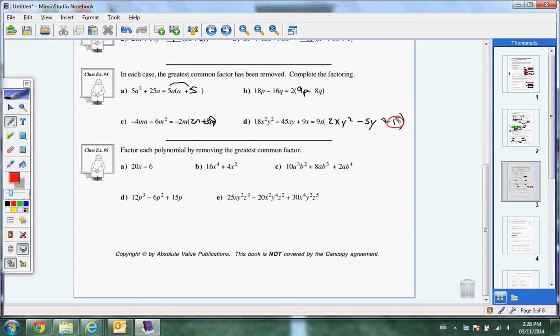Okay, all right, Chris, factor each polynomial by removing the greatest common factor. What's the greatest common factor for A? 2. Okay, good. So 2 comes out. It gives me 10x minus 3. Okay, Taylor, what's the common factor for B? 4x squared, which gives you 4x squared plus 1. That's what's left.